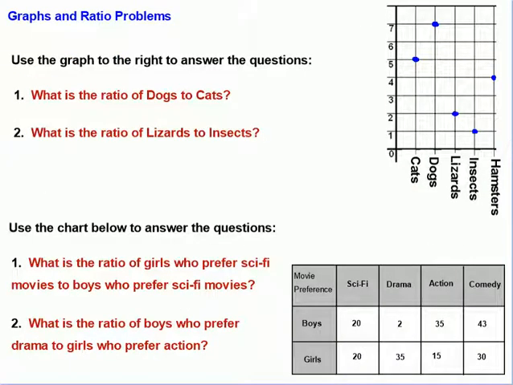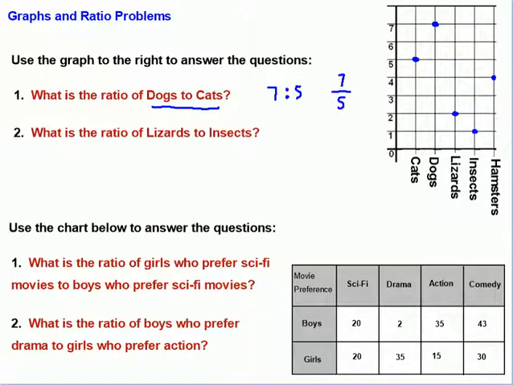There are lots of ways to describe or to display ratios. So let's take a look at some graphs and some charts that describe ratios. Use the graph to the right to answer the questions. Number 1, what is the ratio of dogs to cats? So we're going to have dogs to cats. Dogs on the left side, cats on the right, or dogs at the top and cats at the bottom. So how many dogs do we have? 1, 2, 3, 4, 5, 6, 7. 7 dogs. And how many cats? 5 cats. So 7 to 5.